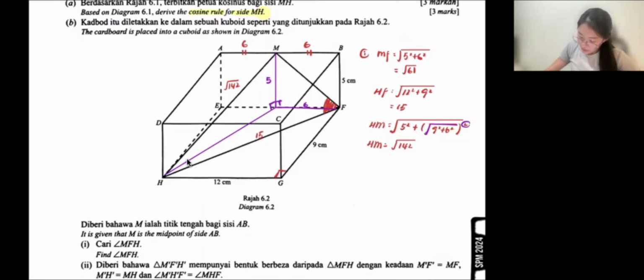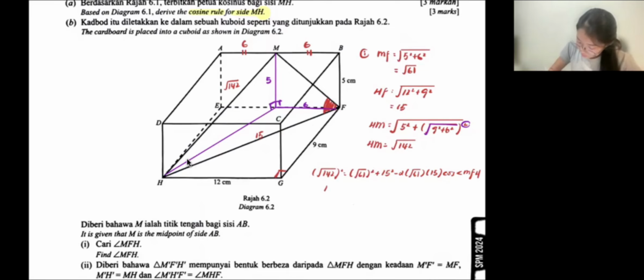Then to find the angle over there, we use cos rule. The side opposite is surd 142. This is your A and B, and this is your included angle. So surd 142 square equals surd 61 square plus 15 square minus 2 times surd 61, 15 cos angle MFH. Like this.